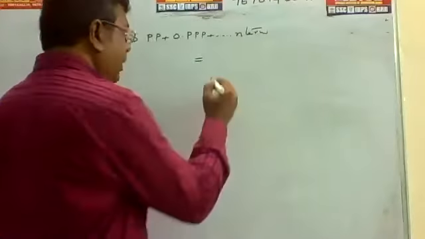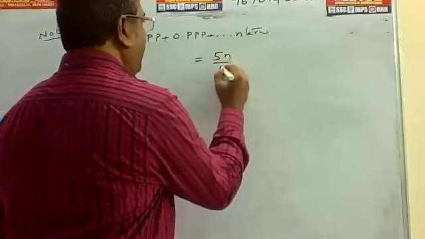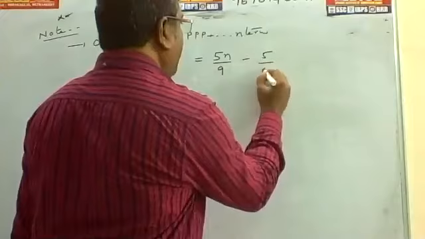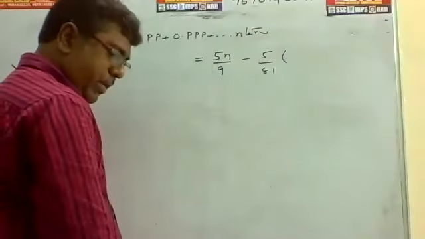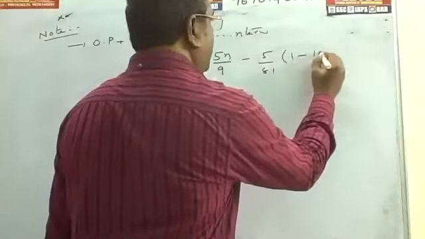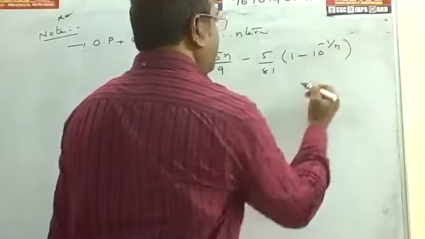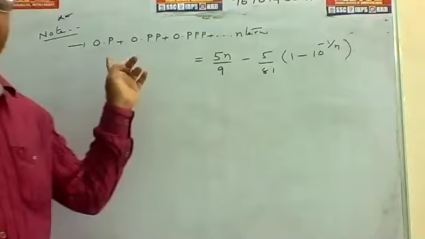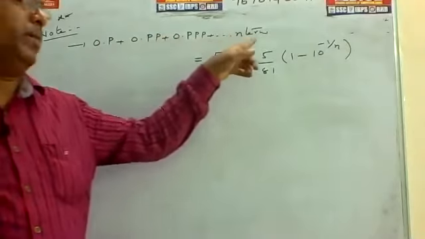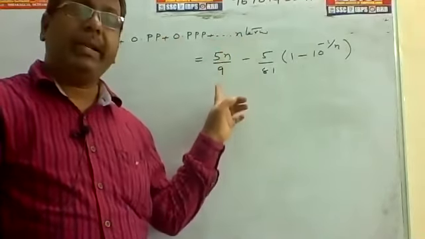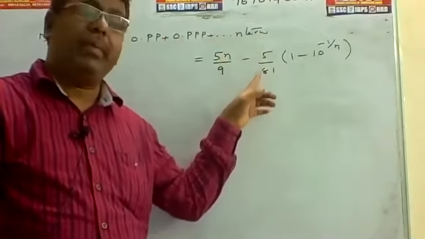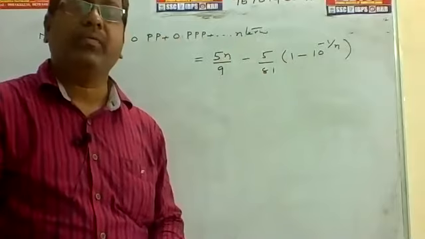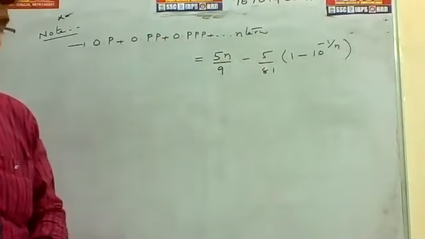The answer is 5n by 9 minus 5 by 81 into 1 minus 10 to the power of minus n. This is the formula. Write down this formula. 0.P plus 0.PP plus 0.PPP and so on n terms is equal to 5n by 9 minus 5 by 81 into 1 minus 10 to the power of minus n. Write down this one.